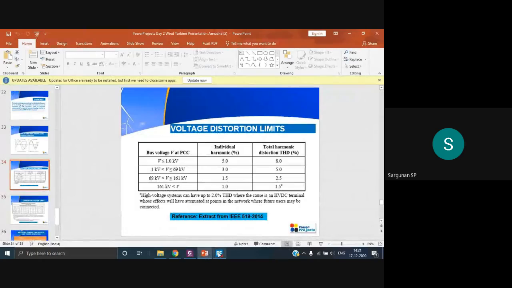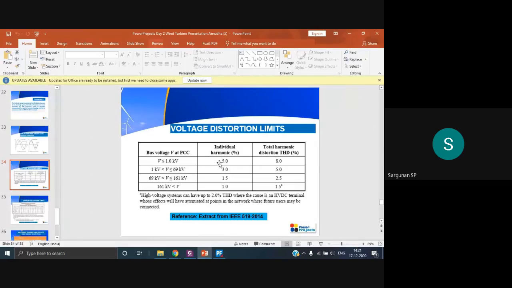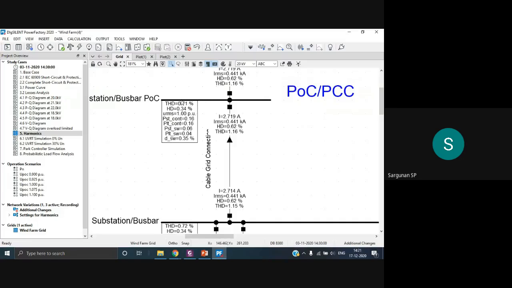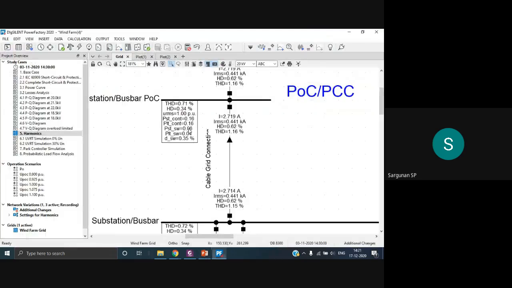Here you can see the total harmonic distortion is 0.71, right? It is 0.71. And here you can see the limits if you are connecting at 1 kV to 20 kV, 16 kV. Since we are connecting at 20 kV, I'm seeing here it should be less than 5%, which is very well less than the limit. Here you can see it is only 0.7%. So this is valid. This is okay. Similarly, the individual harmonic distortion should be less than 3%. Here you can see it is only 0.34%. So this is also okay.